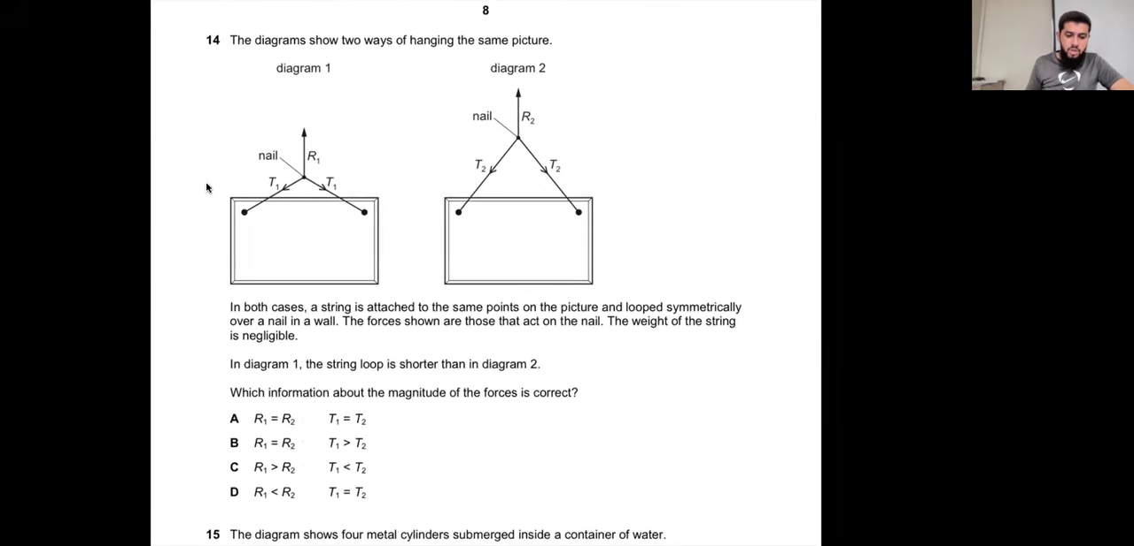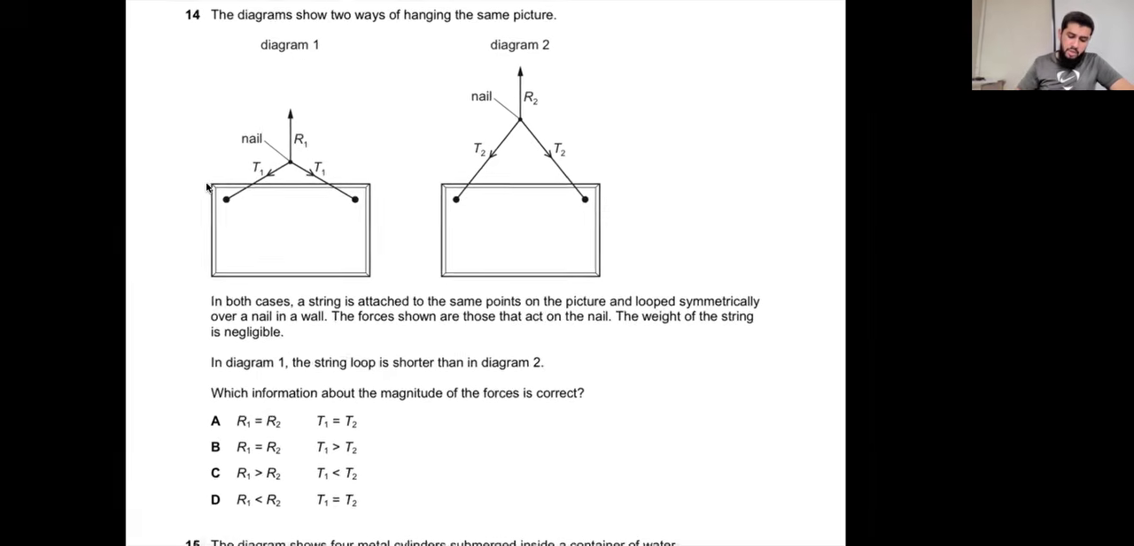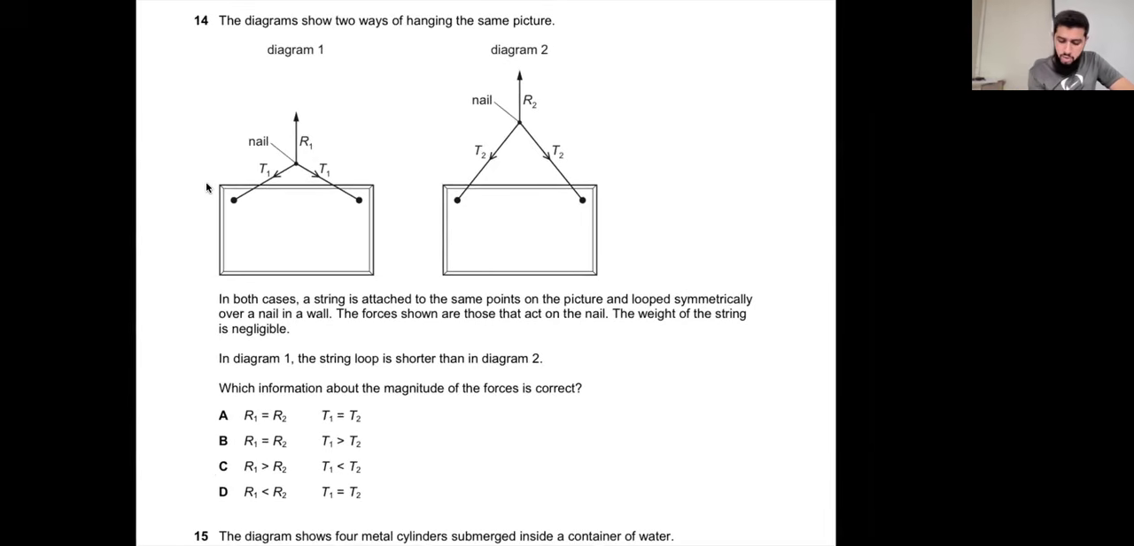So this question is also a repeat from one of the previous years. The diagram shows the two ways of hanging the same picture. In both cases, the string is attached to the same points on the picture and looped symmetrically over a nail in a wall. The forces shown are those that act on the nail. The weight of the string is negligible. In diagram 1, the string loop is shorter than in diagram 2. Which information about the magnitude of the forces is correct?